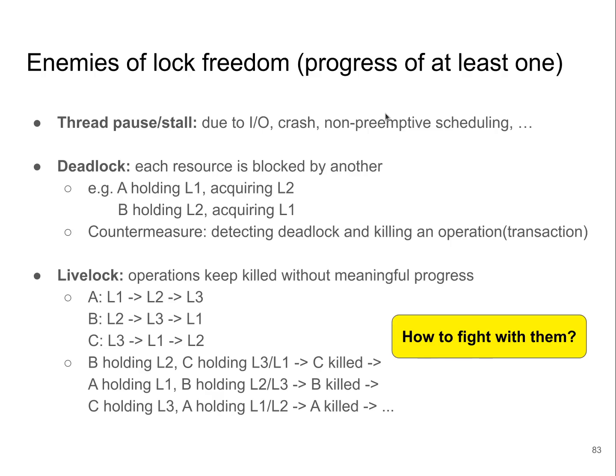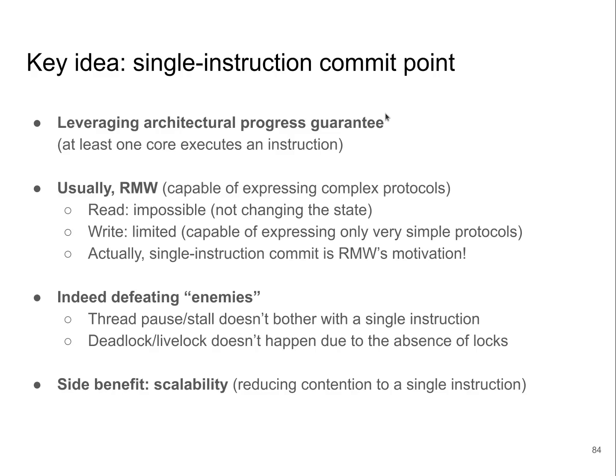So the key idea here is that we want to make sure that the operations progress at a single point, which is called a commit point. So suppose that we want to design a stack, and we want to design push and pop operations for the stack. For this idea, we make sure that a single architecture instruction is committing the changes to the data structure. And by doing so, we can leverage the architecture's guarantee of progress.